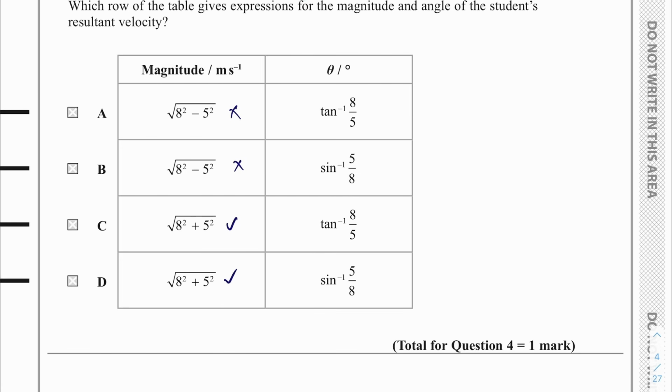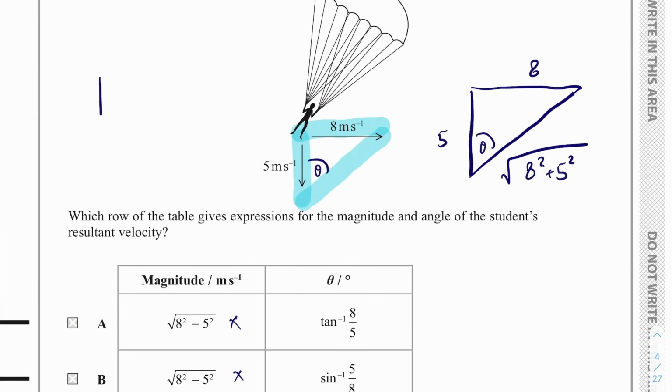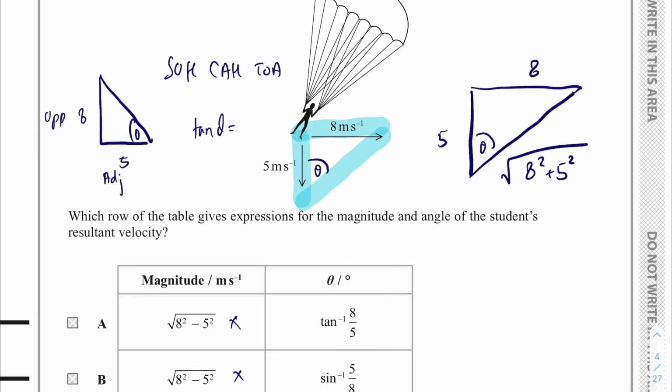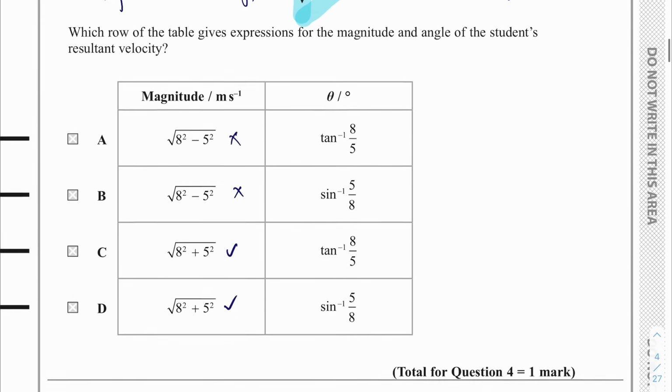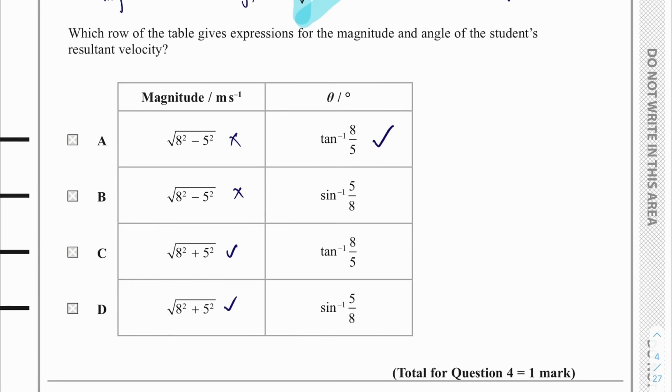Now let's look at the angle itself. Let's make it easier for ourselves. Theta, this is 5, this is 8. From SOHCAHTOA, we can see that we have our opposite and adjacent. So we have to use tan theta equals 8 over 5. So theta must be tan inverse 8 over 5. Let's see if there's anything here. A has tan inverse 8 over 5, but not B, and not D. So the answer is C.